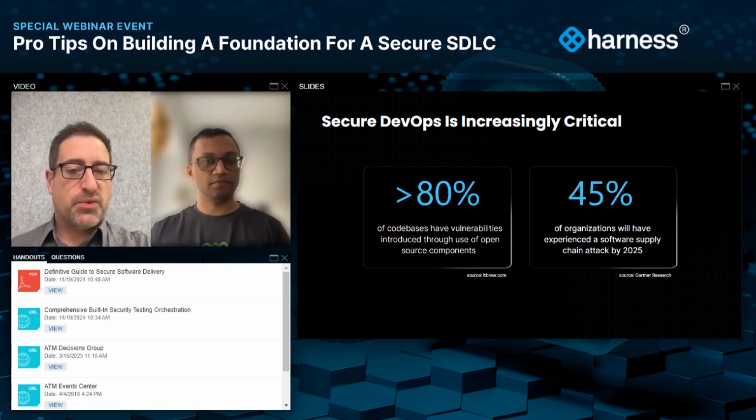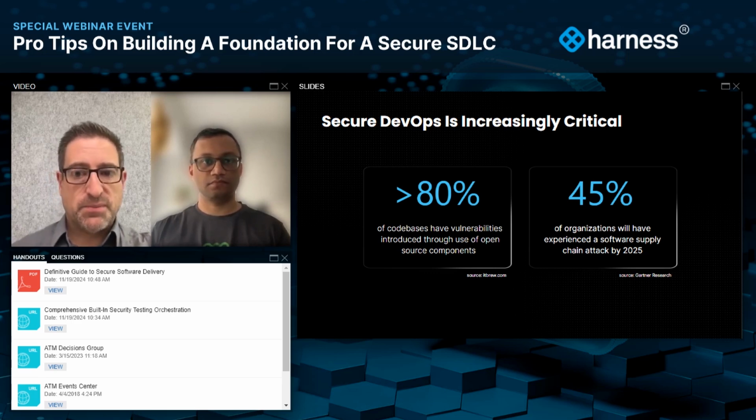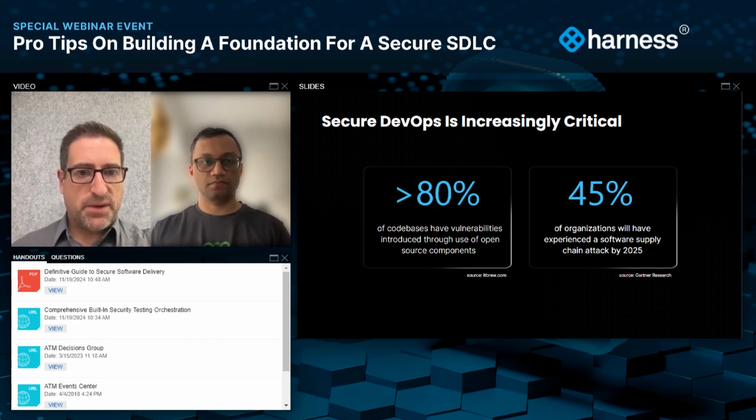And then more broadly, the software supply chain itself is vulnerable in a variety of ways, and it's estimated by Gartner that over 45% of organizations will have experienced some kind of compromise of their software supply chain by 2025. So security is obviously a huge priority, but really imperative for the software development lifecycle.